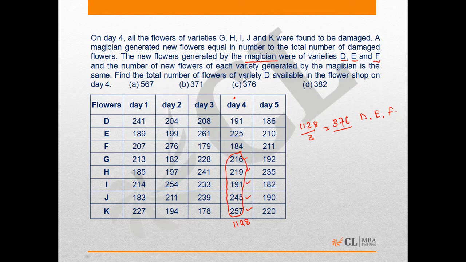Find the total number of flowers of variety D available in the flower shop on day 4. Variety D already available was 191. The extra generated by the magician in category D is 376. So total available is 376 plus 191. When you add them, this comes out to be 567. So my right answer is 567.